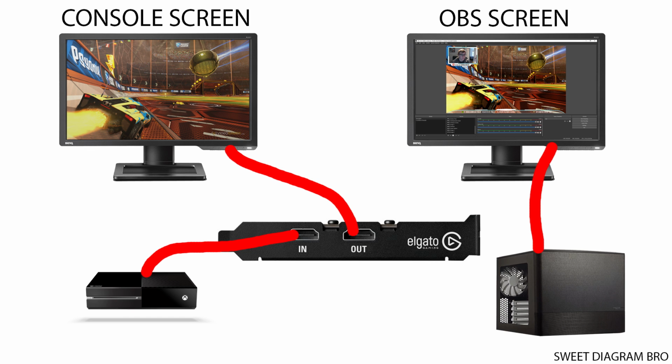Now to configure the streaming software, we need to be on our computer, and for this kind of setup it's quite useful to have a second monitor. This way you can have one connected to your PC where you can monitor OBS and make sure that your stream is running nicely, and the second monitor can be connected to your Elgato capture card and your console, and you can actually play the console game on that monitor.